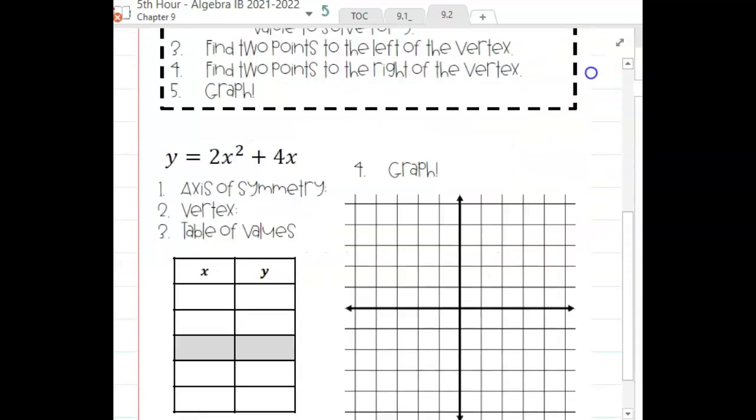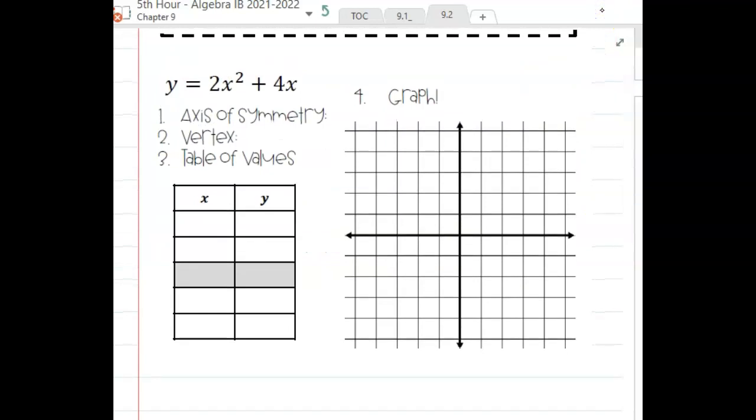Okay? So, if I look at this first one here, we want to graph y equals 2x squared plus 4x. First of all, how I know that this is a quadratic equation, meaning it's going to be a parabola and not a linear equation, is that it has an x squared. Anytime you see an x squared, you already know it's a parabola. It may open up, it may open down, it may be really wide, it may be really skinny, but I know it's a parabola. So if it's a parabola, I need to know where it is on my graph. So I need to find the axis of symmetry.